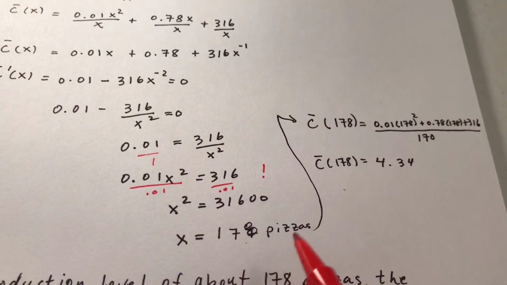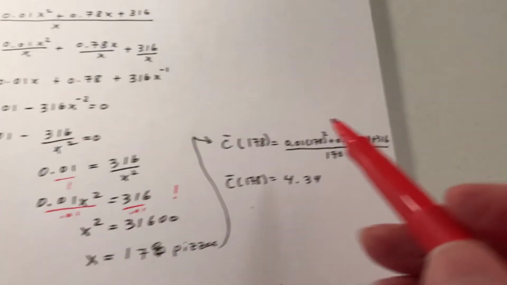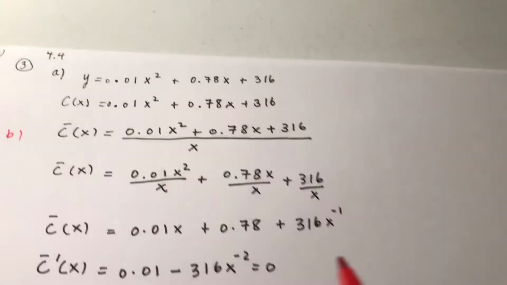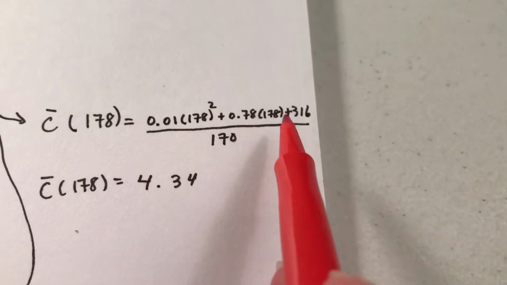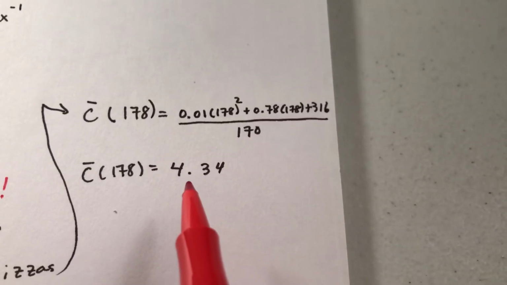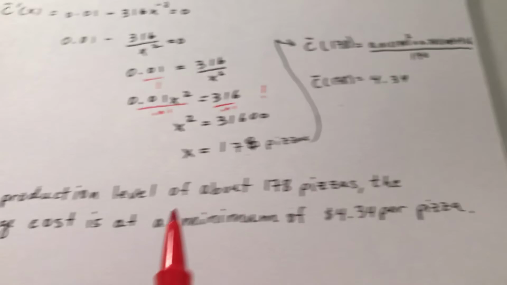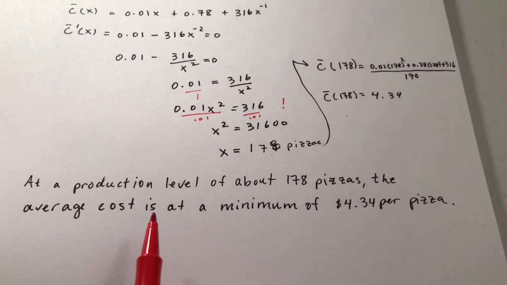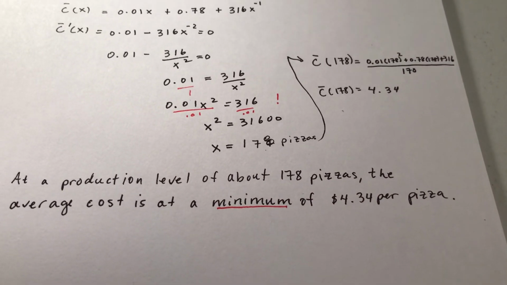And it's looking for minimum average cost. This is giving you the minimum. So it's going from decreasing to increasing. So I'm going to plug it into my average cost function, and I plugged it into this one right there. So remember to hit enter after you put in the top and then divide by 178. And I'm getting 4.34 because we're talking about money. So I'm going to say at a production level of about 178 pizzas, the average cost is at a minimum, you want to put that into your sentence, of $4.34 per pizza.